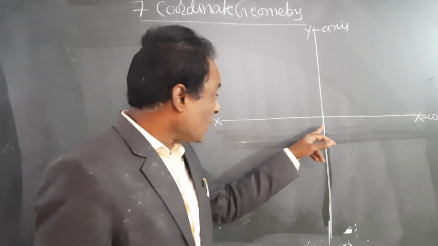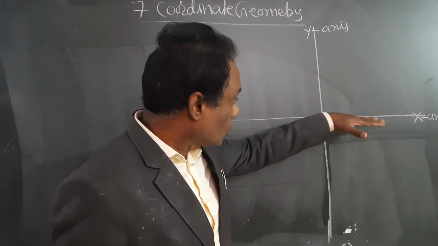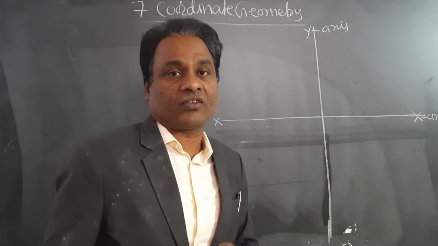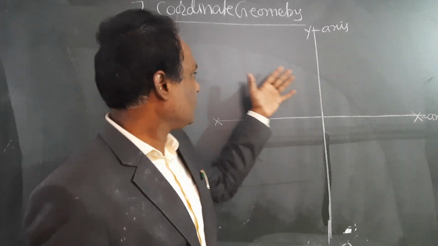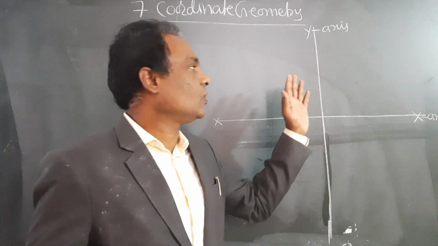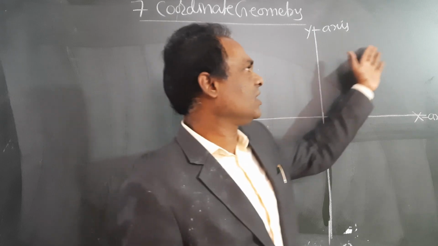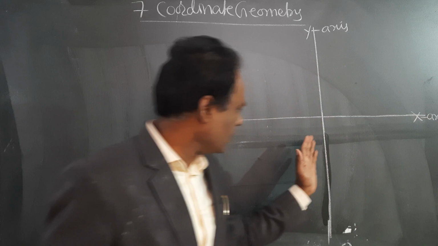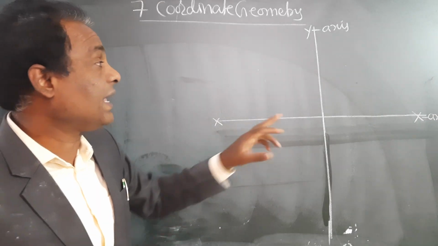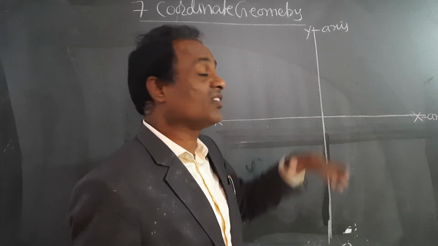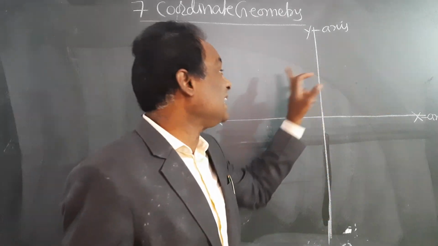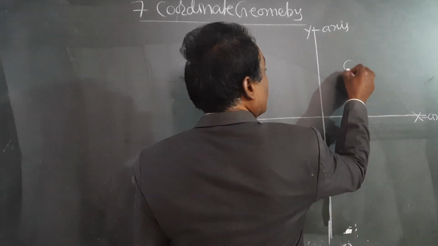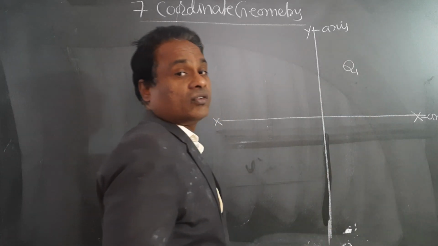So, if we draw these two reference lines, this plane is divided into four equal parts. Of course, you may see this part is greater, but there is no limit to the plane, it is infinity. It is not that the plane is up to here. So it is infinity this side, infinity this side, infinity this side, infinity this side. So the two reference lines divide the plane into four equal parts. Each part is called a quadrant.